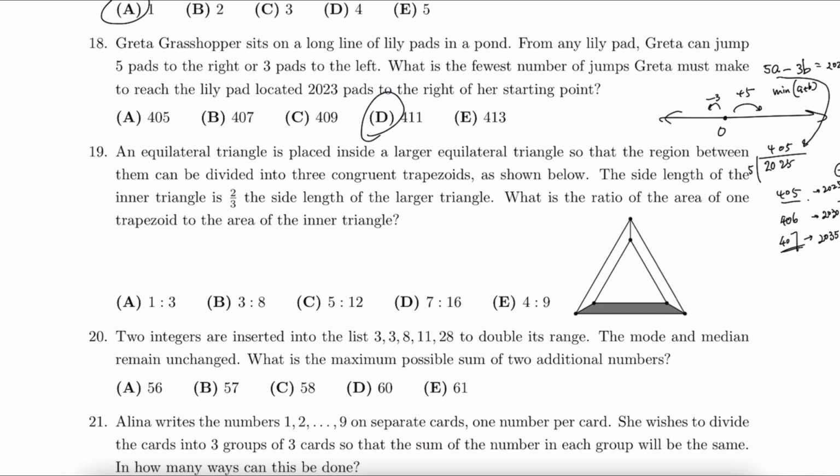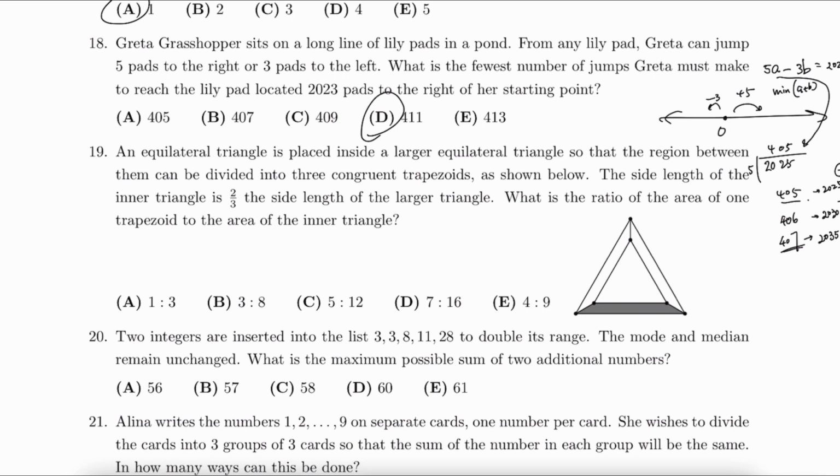Number 19, it says an equilateral triangle is placed inside a larger equilateral triangle so that the region between them can be divided into three congruent trapezoids as shown below. The side length of the inner triangle is 2/3 the side length of the larger triangle. What is the ratio of the area of one trapezoid to the area of the inner triangle?